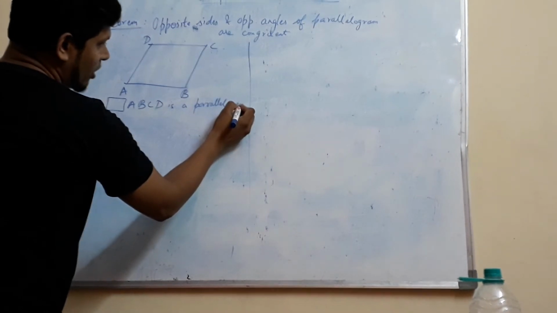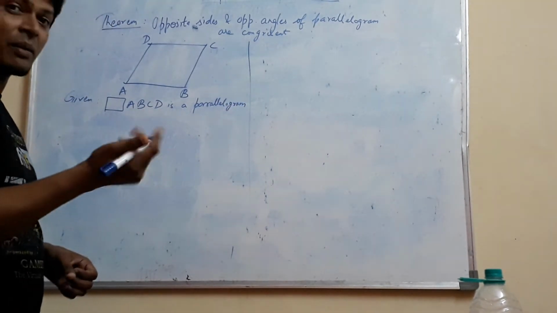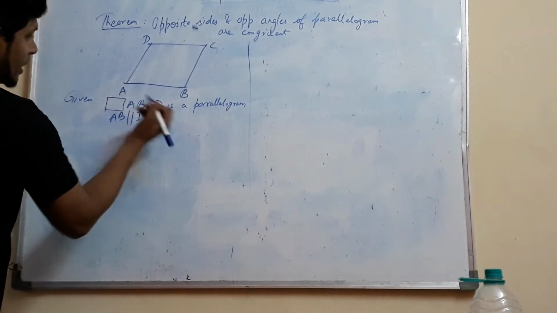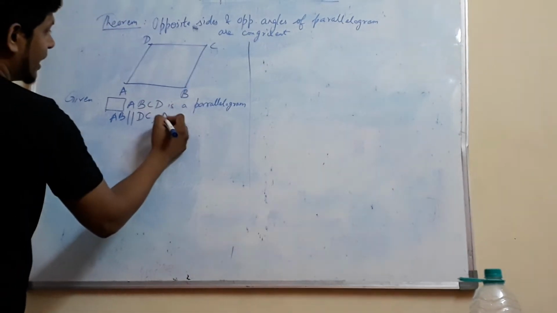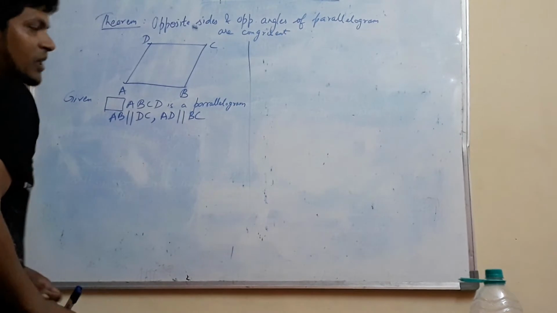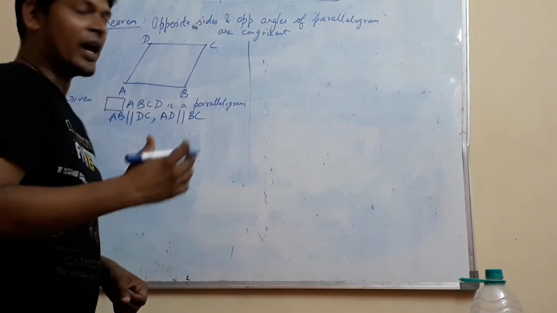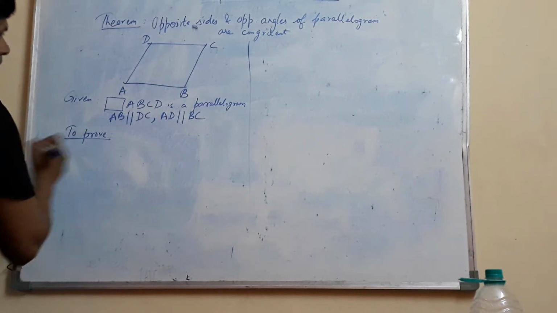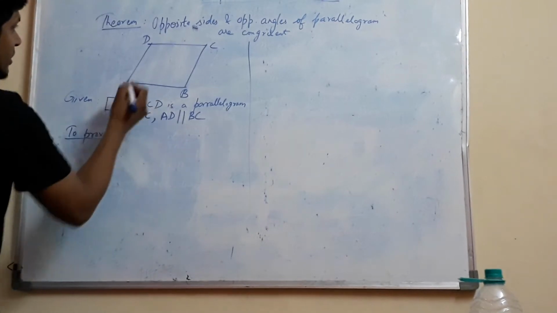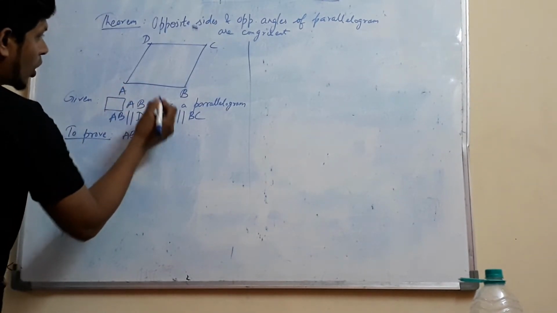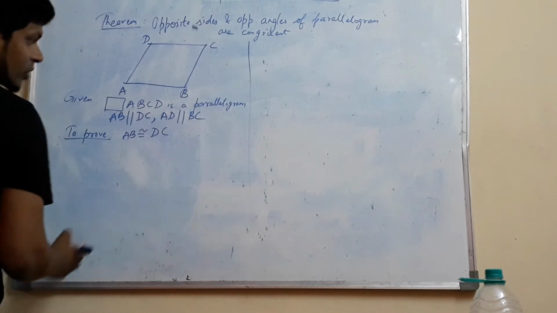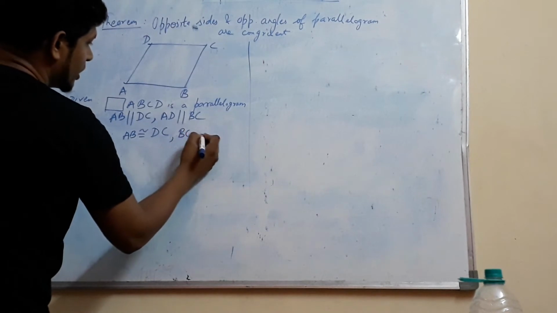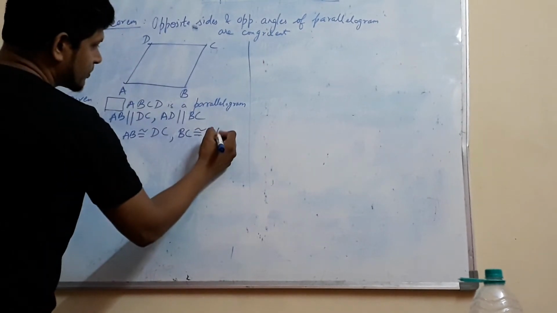Okay, so once it is a parallelogram, then we can say that the opposite sides are parallel. So we can say AB is parallel to DC and we can say that AD is parallel to BC. So this is what is given and we need to write what we need to prove. So we need to prove that the opposite sides, that is AB is congruent to DC, and we need to prove that BC is congruent to AD.